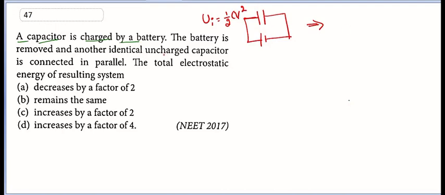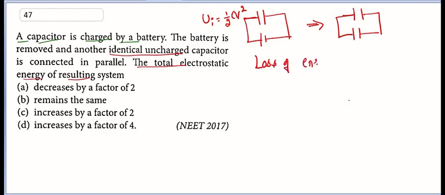Another identical, uncharged capacitor. So this is the first capacitor, then another uncharged capacitor. This is another uncharged capacitor, connected in parallel. The total electrostatic energy of the system. Alright, so this concept is also about loss of energy.